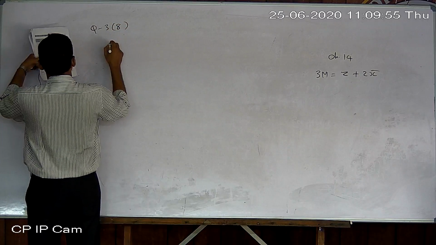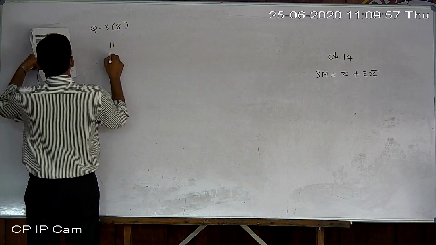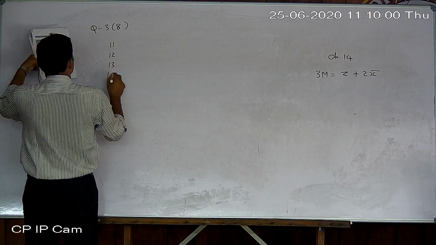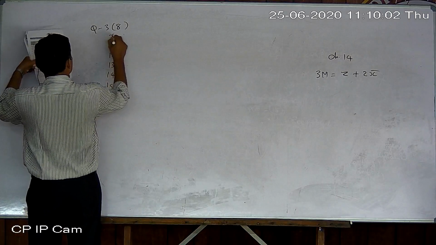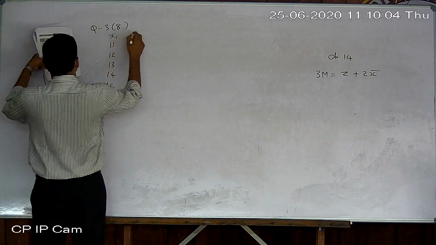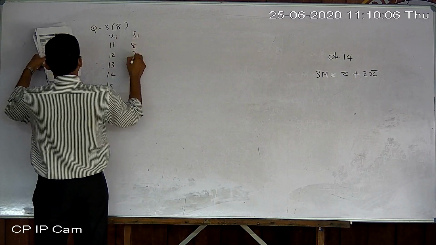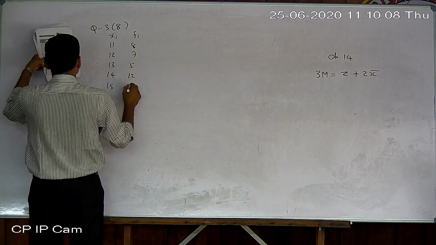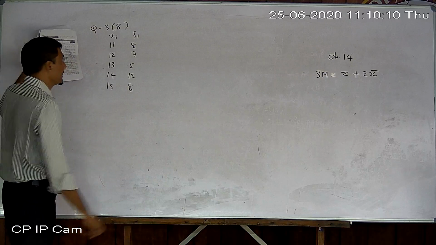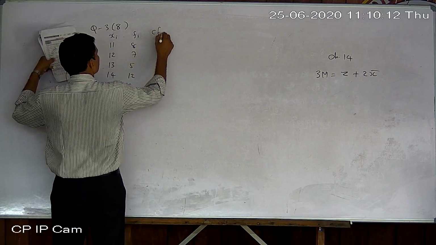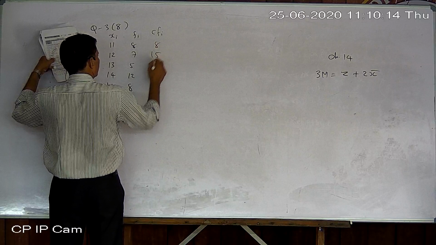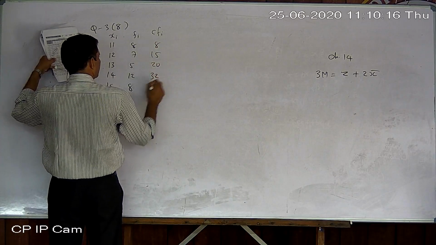What is given? Actually that is not class. It is only xi. Okay, instead of that, write xi. In F: 5, 8, 7, 5, 12, 8. What is asked? Median. So for median, CF is always required. So 8 plus 7, 15 plus 5, 20, 32, 40.